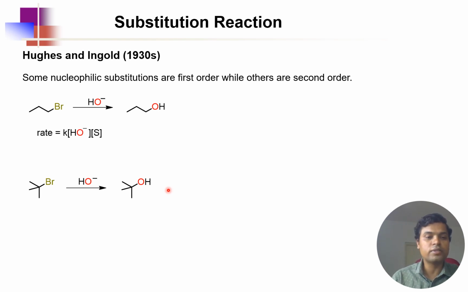In the first case, what they found is that the rate of the reaction depends on both the substrate, which is the alkyl bromide, and the nucleophile. In the second case, they found that the rate of the reaction only depends on the substrate. Because it depends on two different molecules, these are second order reactions, and because it depends on only one molecule, we call it a first order reaction.